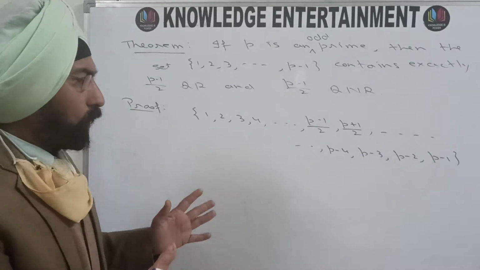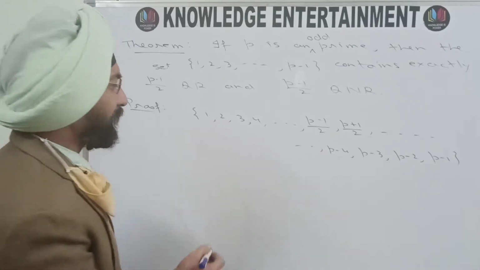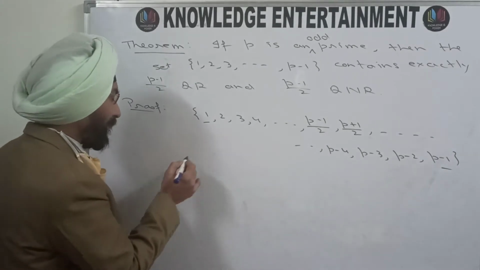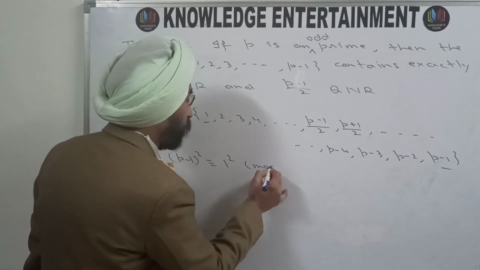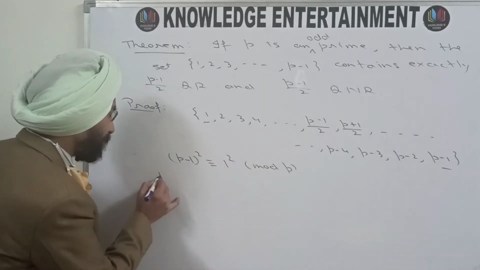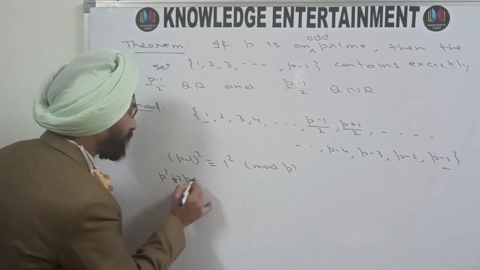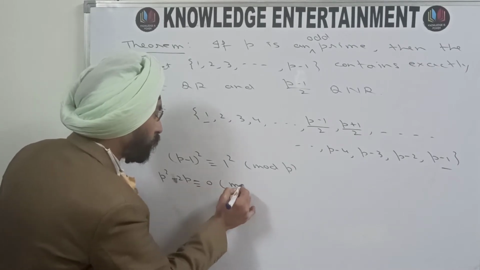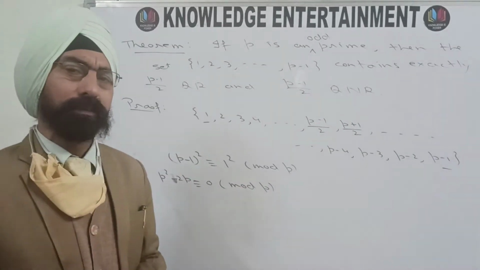If you observe this set minutely, then you will see that for the first and the last, their squares, P minus 1 squared is congruent to 1 squared modulo P. It's very clear. Why? Because if you open this square, then you will get P squared minus 2P plus 1, and the plus 1 on the other side will be cancelled. So it is congruent to 0 modulo P, which is very clear, because P divides P squared minus 2P.